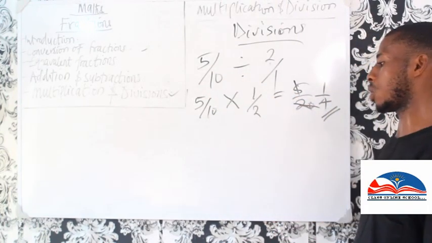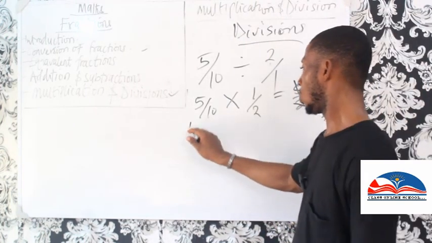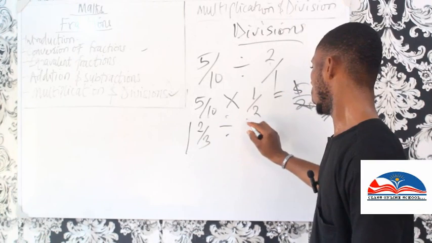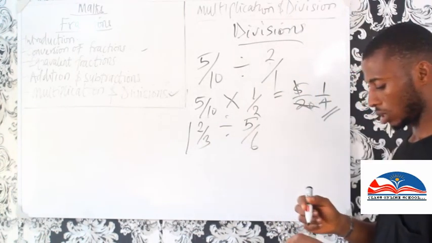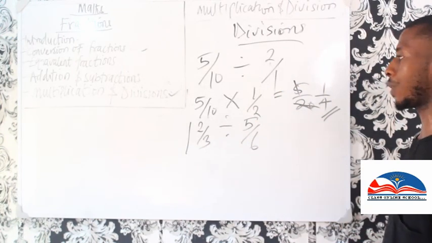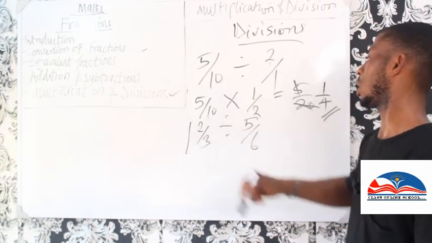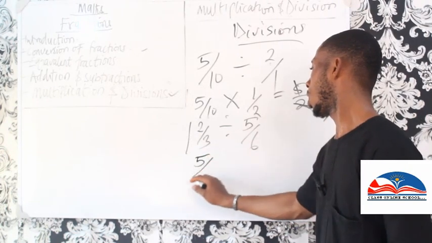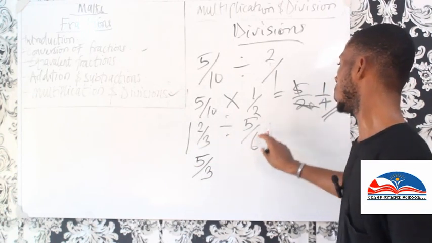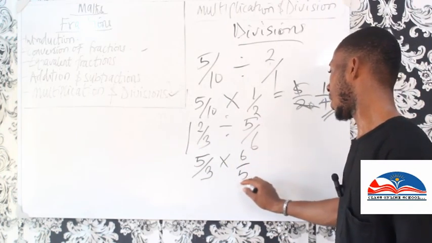Alright, what if in a scenario where we have an improper fraction, like we have 1 whole number 2 over 3 divided by 5 over 6. What do we do? We first of all change this to a single fraction, then we turn it upside down. 3 times 1, 3 plus 2, 5. So we have 5 all over 3. Then we turn this upside down for the sign to change to multiplication. Then we have 6 over 5.